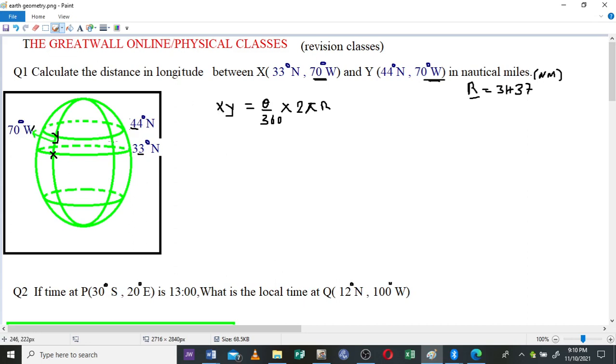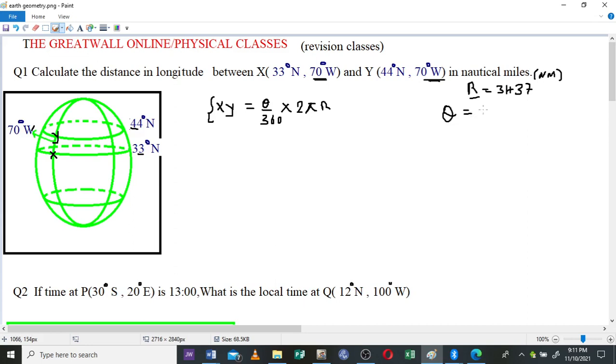So to calculate the distance, the formula is given by XY equals theta over 360 multiplied by 2 pi r. R you have, that's in nautical miles, that's 3437. Now what is your theta? Remember, when you are calculating the distance along the longitude, theta becomes the difference in the latitudes. And when you are calculating the distance along the latitude, the opposite of this becomes true.